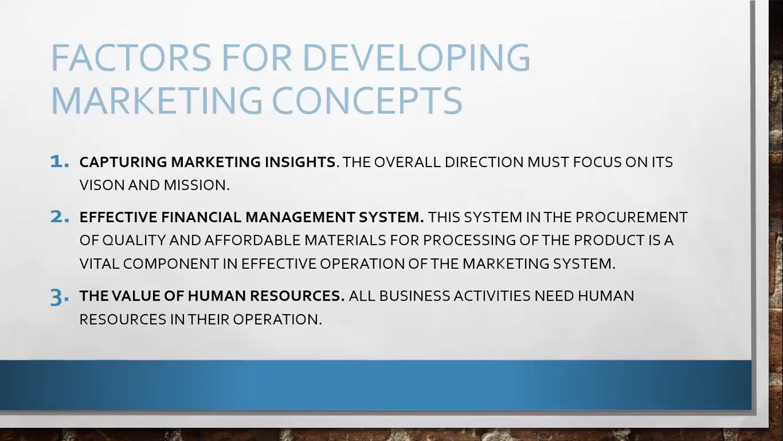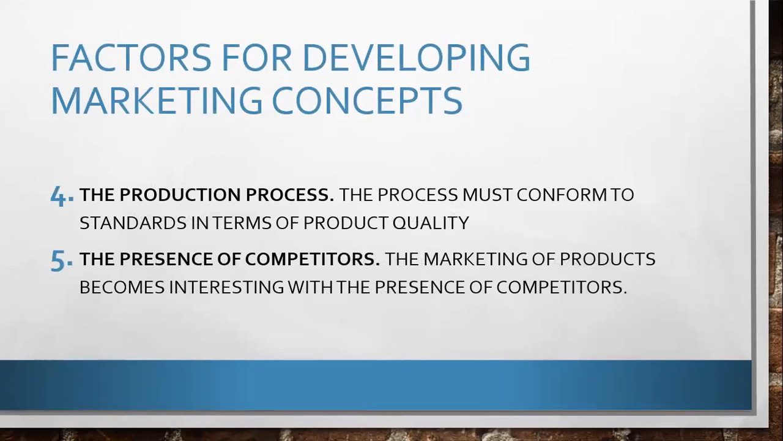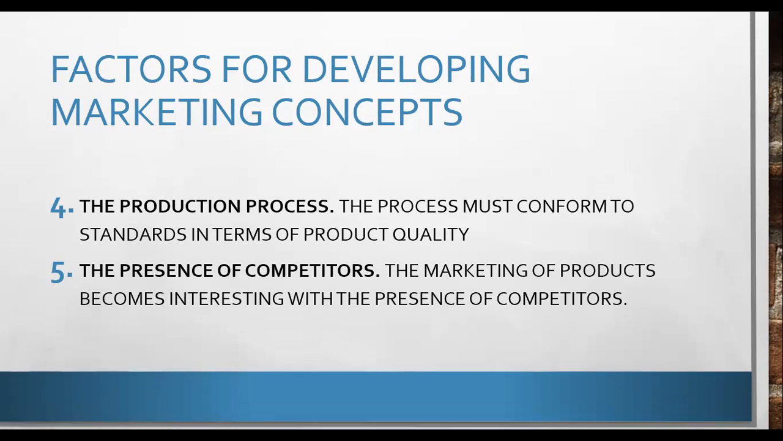Okay. Next, the production process. So under the factors of developing marketing concepts, we have the production process. So the process must conform to standards in terms of product quality. What we have really is quality, quality, quality. So customer satisfaction. So the race to economic profitability is the production of products that shall satisfy the customer's wants and needs. So the role of marketing is to sell more products, but it must conform to customer demand.